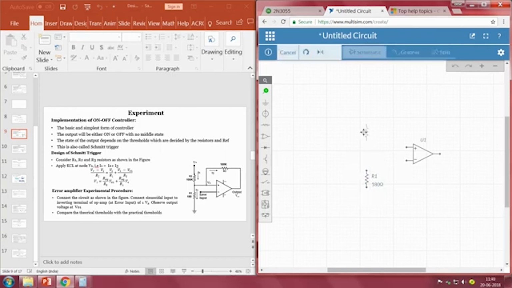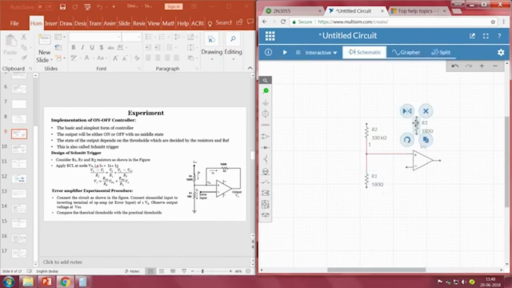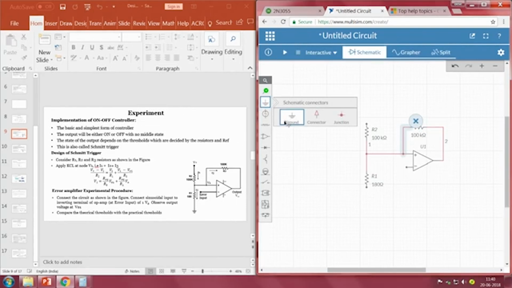And R2 is 100K, and R3, the resistance value is also 100K. So, this is the input, the negative terminal is the input in this case. So, we need to connect ground.